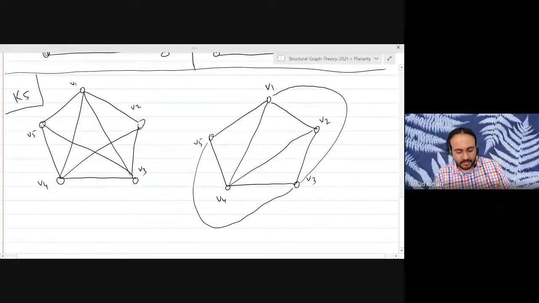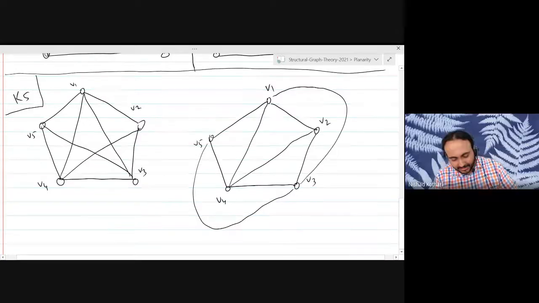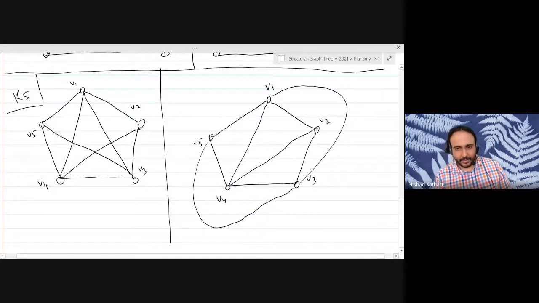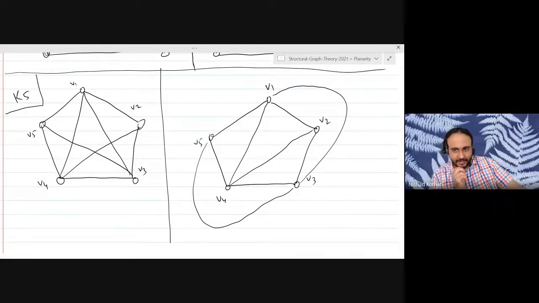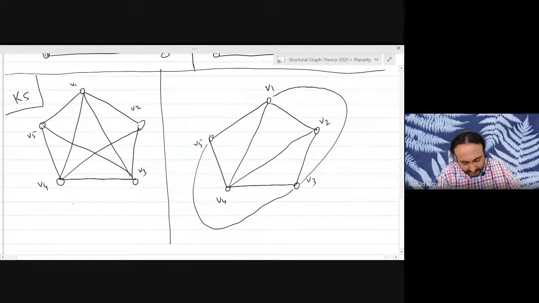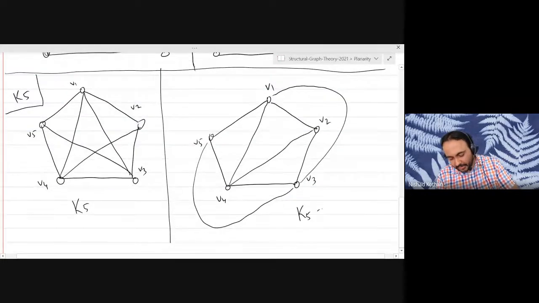Are you sure? Or are you missing one edge? Let him complete. So, Rajat, go ahead. Yeah, this is the whole graph. Are you sure? Or is there one edge missing? I see two vertices that are not adjacent. And in K5, any two vertices are adjacent. Oh, this is not K5, right? This is K5 minus one edge. V2, V5.